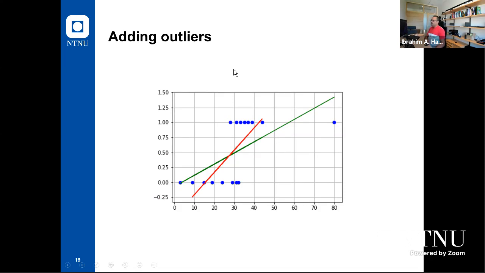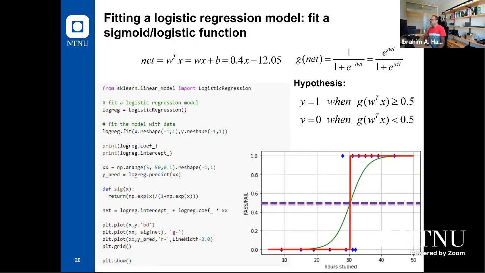So how can we solve this problem? We can solve it using logistic regression. So logistic regression will be 1 divided by 1 plus exponential minus net. And we need to have a hypothesis, for example. So when the value of j, for example, is greater than 0.5, it should be classified as 1, and otherwise it should be classified as 0.